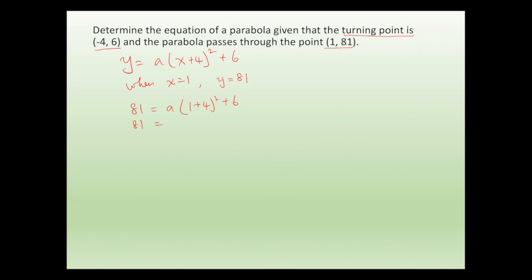1 plus 4 is 5, 5 squared is 25, so 81 equals 25a plus 6. So 25a equals 81 minus 6, which is 75. A therefore equals 3. So y equals 3(x plus 4) squared plus 6.